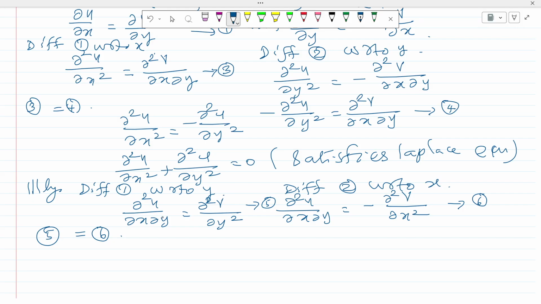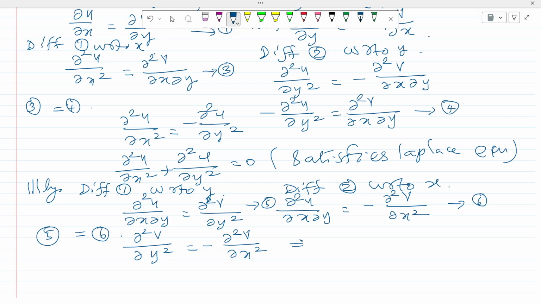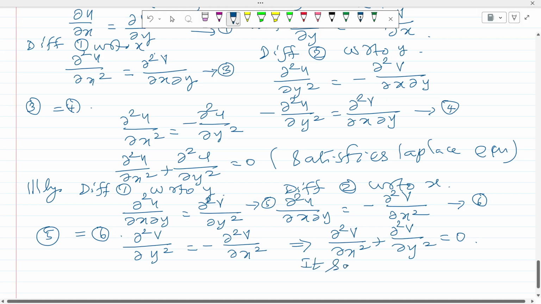If you are equating 5 and 6, 5 is dou square u by dou x dou y, and here also dou square u by dou x dou y. Equating these both, we will get dou square v by dou y square equal to minus dou square v by dou x square. Take it to that side. That implies dou square v by dou x square plus dou square v by dou y square equal to 0. So v also satisfies the Laplace equation.